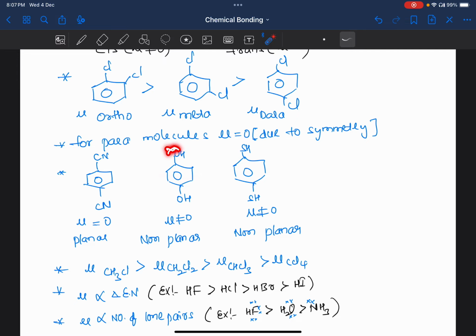But the oxygen atom has paired electrons, and the sulfur atom also has paired electrons. Just now I said that for paired electrons, electronegativity is more. Therefore the symmetrical structure does not hold for these two molecules, so dipole moment is not equal to 0. Here paired electrons are not present, so it has a symmetrical structure and its dipole moment is equal to 0. Simply we say: due to planar structure dipole moment is 0, and due to non-planar structure dipole moment is not equal to 0.